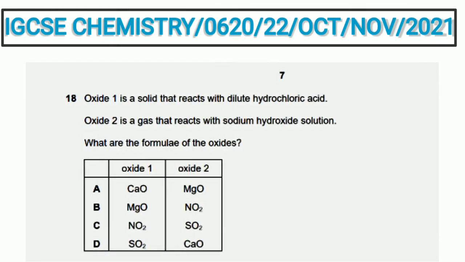18th question. Oxide 1 is a solid that reacts with dilute hydrochloric acid. Options C and D are out since NO2 and SO2 are gases. So we have to choose between A and B. The second statement is oxide 2 is a gas that reacts with sodium hydroxide solution. Since it is given that oxide 2 is a gas, we will choose B as the correct answer, as MgO is solid and NO2 is gas. So the correct answer is B, MgO solid and NO2 gas.